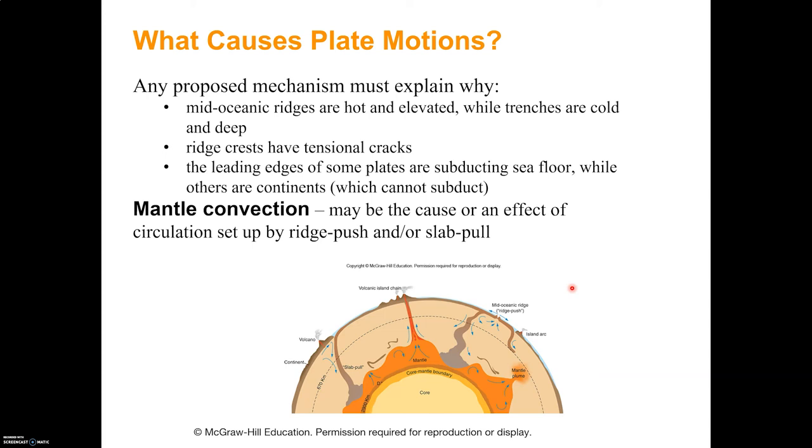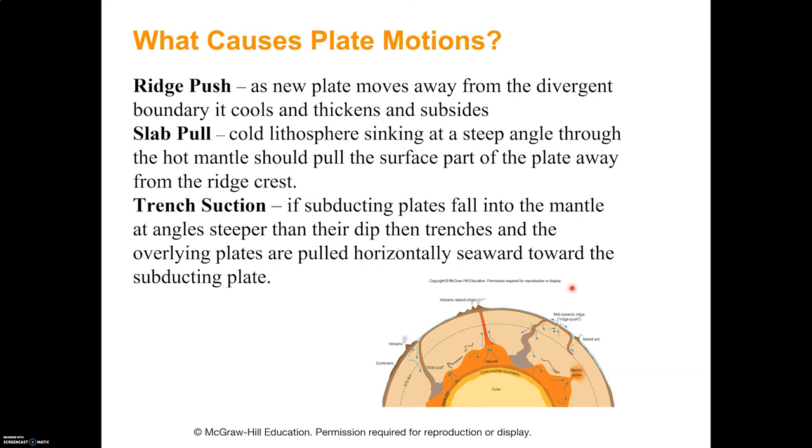And we have mantle convection that is there to circulate, and like we talked about earlier in the presentation, helps drive those plates. So they may be the cause or an effect of that circulation. But we have ridge push and slab pull. Ridge push is where a plate moves away from a divergent boundary. It cools, thickens, and kind of subsides. Think of the Atlantic Ocean, where we have that ridge push pushing away from that plate boundary.